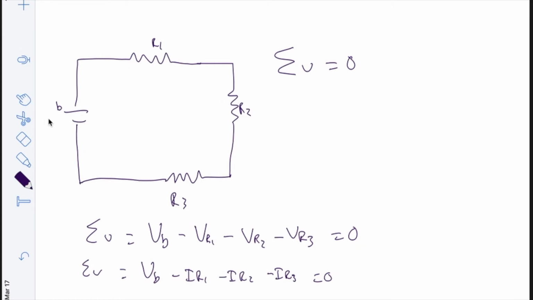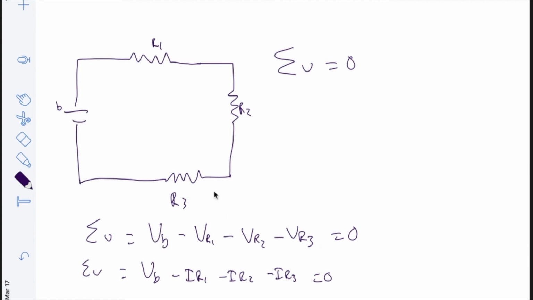That's not always the case, and so in this example, you see that the sum of the voltages is equal to the voltage of the battery minus the voltage of resistor 1 minus the voltage of resistor 2 minus the voltage of resistor 3, which all equals 0. So in this example, the voltage difference across all three resistors would equal the voltage of the battery.